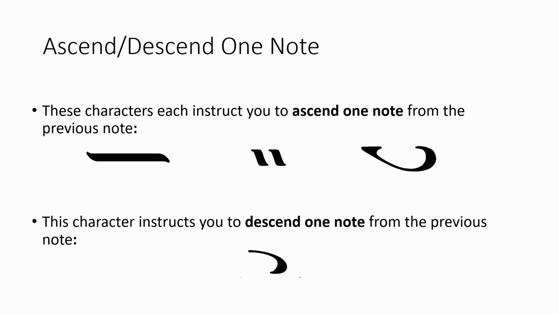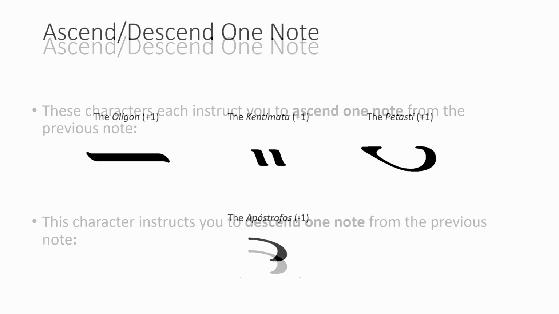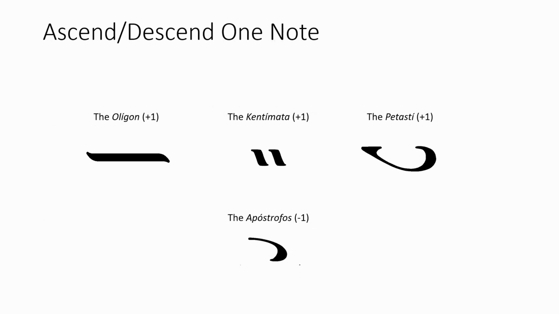So now each of these characters do have names. I don't believe that it's important to memorize the names of each of the symbols. And here they are. But you should definitely memorize what they do within the music. Right? So the oligon is a +1. Kentimata is +1. Petasti is +1. And the apostrophos is -1.